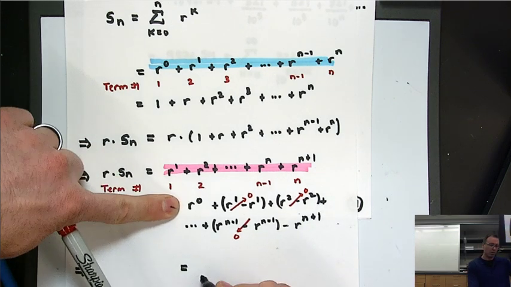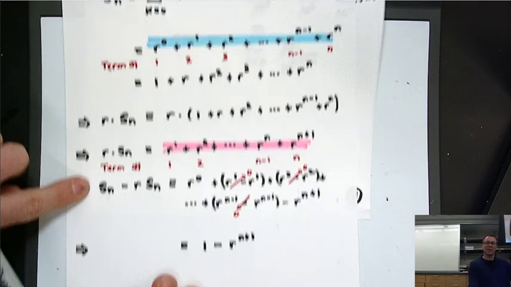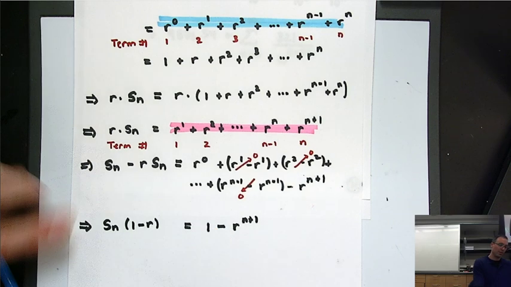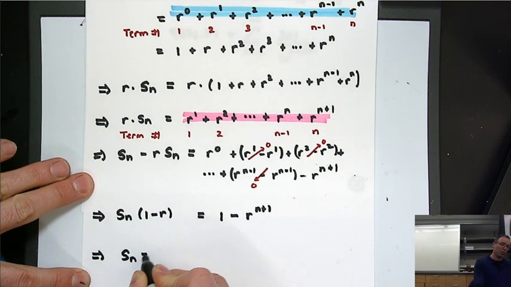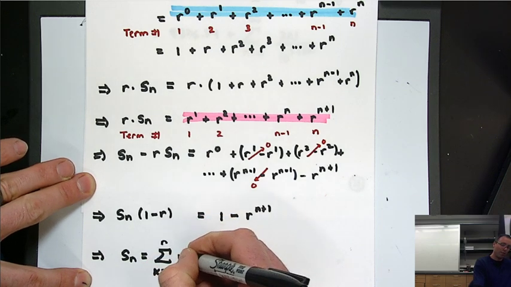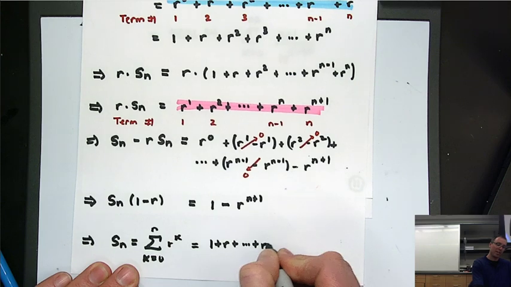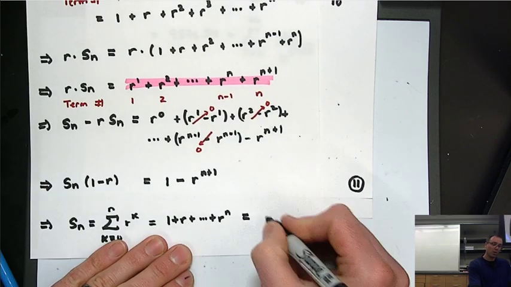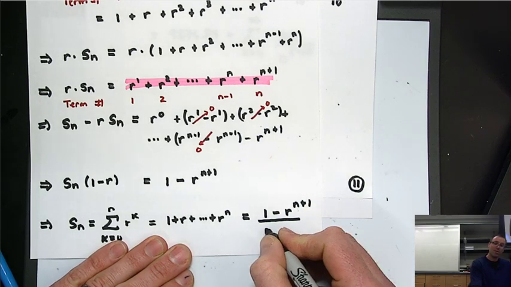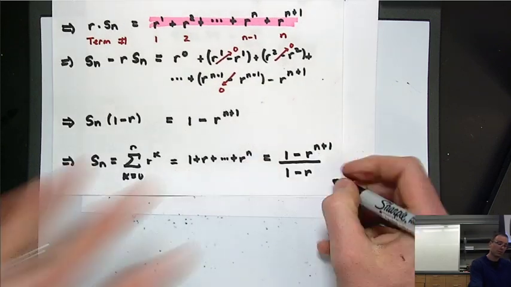What is r to the 0? 1. This thing now is r to the n plus 1. How about on this side? You have to do some factoring by cancellation. Okay, so what does that immediately say about Sn, which was supposed to be the sum from k goes from 0 to n of r to the k, which is 1 plus r plus dot dot dot plus r to the n. What is that equal to? 1 minus r to the n plus 1 divided by 1 minus r.